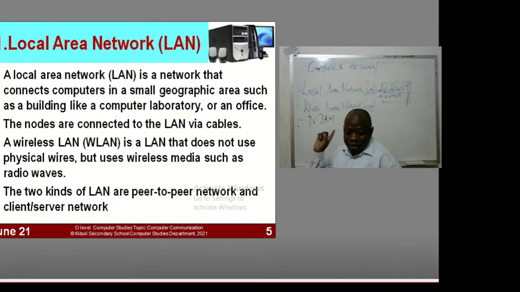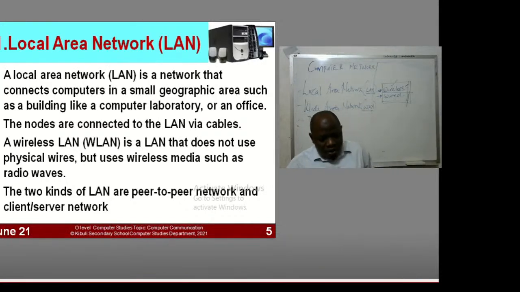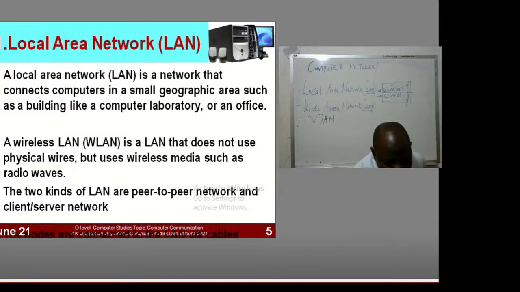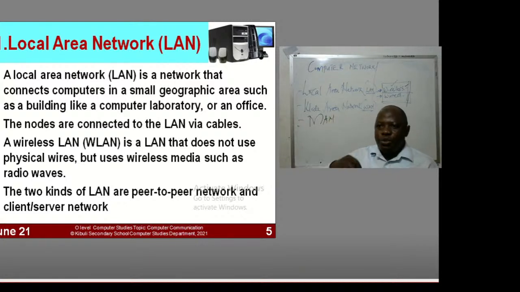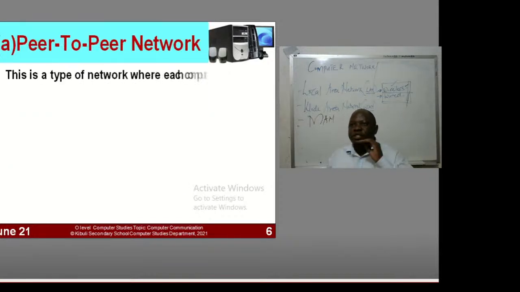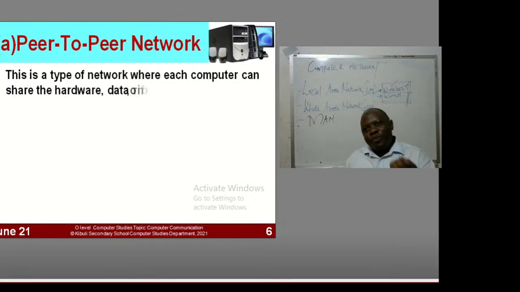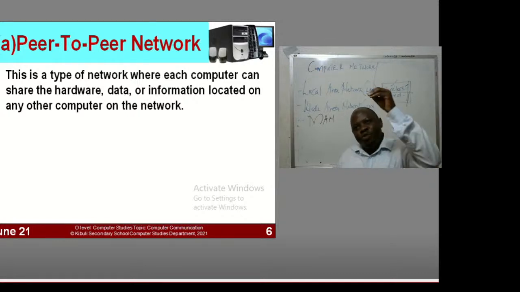So here we have peer-to-peer, then we have client-to-server architecture. For client-to-server architecture, what I may explain is teacher to student. Now the relationship changes. The teacher becomes what we call the server, and the student becomes the client. The teacher is more knowledgeable than the student, so he gives you what you want.